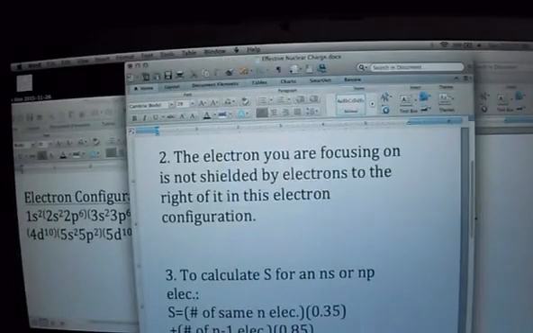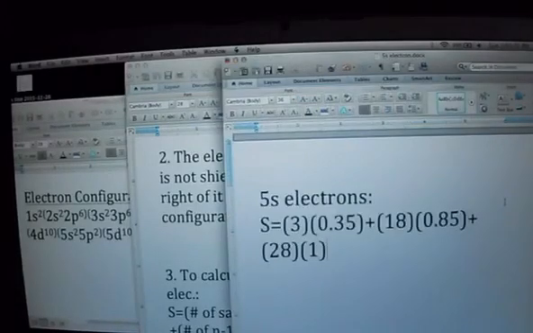Now, there is an exception to this Slater's rule, and that's for a 1s electron shielded by another 1s, which is going to be 0.30. But since we're dealing with 5s electrons, we don't worry about that. So, we've calculated the S to be 44.35.